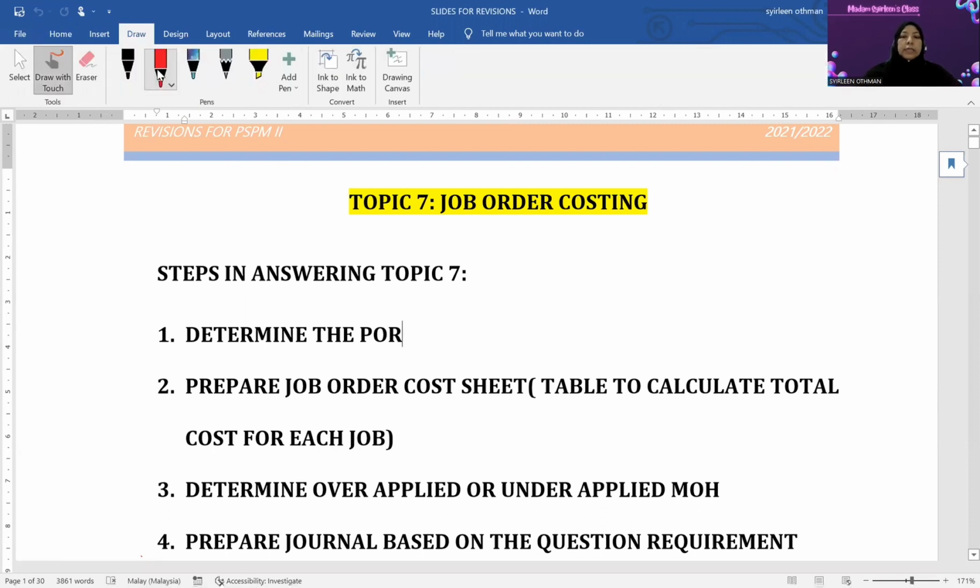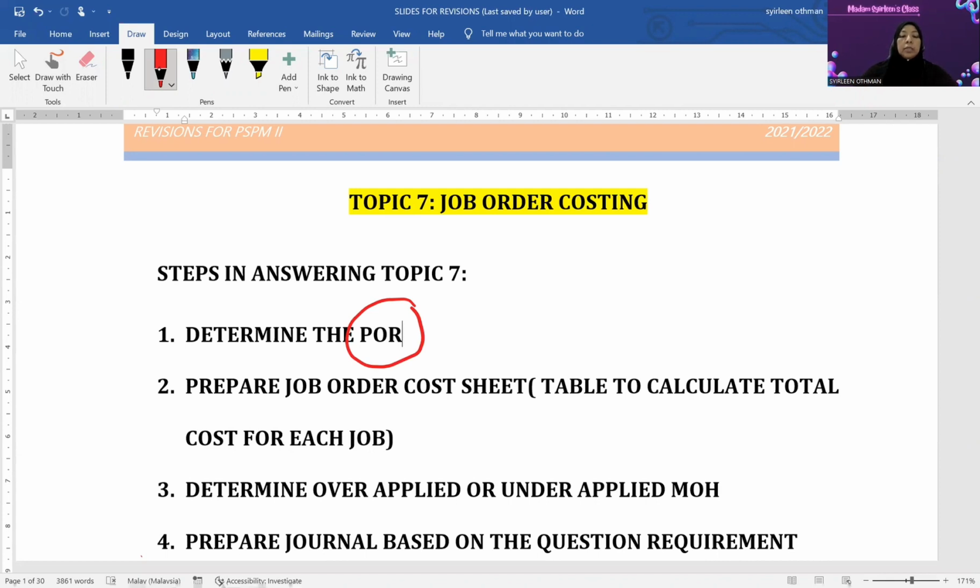The first thing yang kita kena cari is actually the POR. You need to determine the POR. So how do we determine the POR? Normally the items are given in the questions. Sama ada POR telah dikira, ataupun POR tu telah diberi dalam bentuk estimation of your MOH and the basis given, so you are to calculate the POR on your own. Tapi sekiranya POR tu telah diberi, so you are going to use the POR to calculate your applied manufacturing overhead.